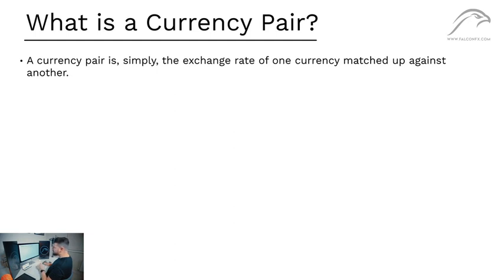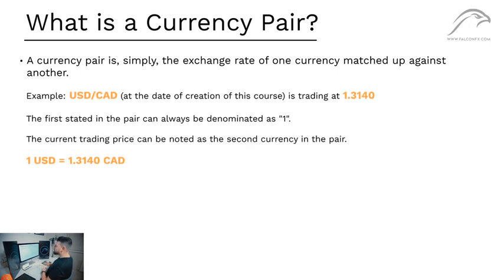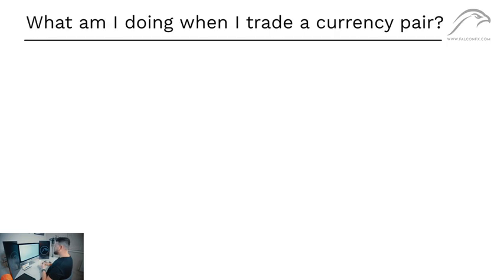Well, essentially, a currency pair is simply the exchange rate of one currency matched against another one. So as you can see previously, we had them matched up against each other. If we look at USD CAD as an example, USD CAD is currently trading at 1.3140. The first currency stated in this pair can always be denominated as 1. The current trading price can always be noted as the second currency in this pair. So for example, $1 equals 1.3140 CAD. So as you can see, when it comes to looking at it from that perspective, it's really about keeping things as clear and concise as possible.